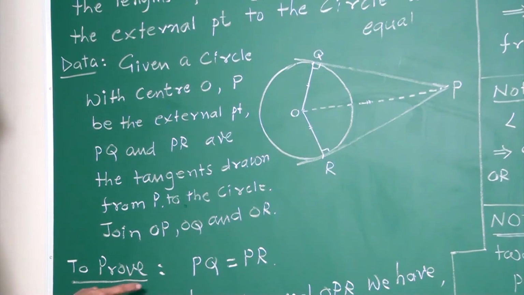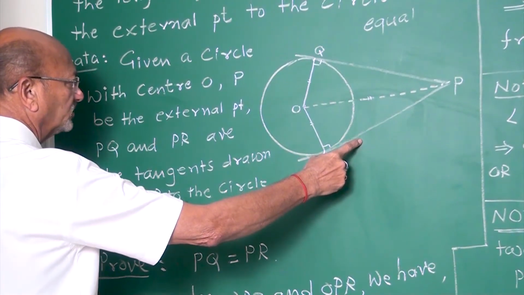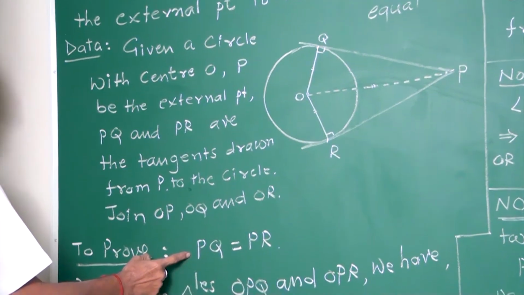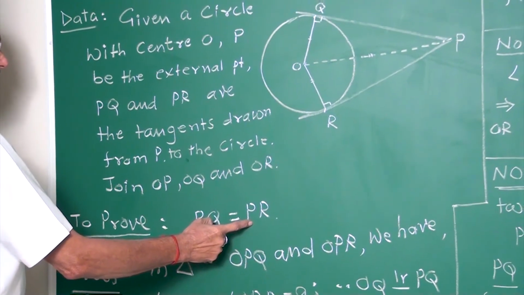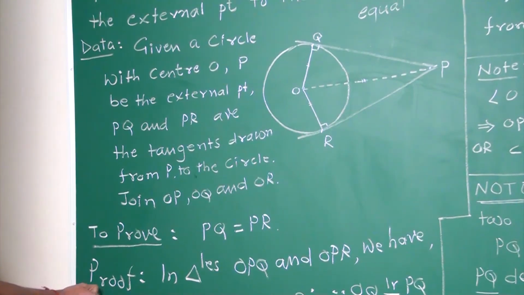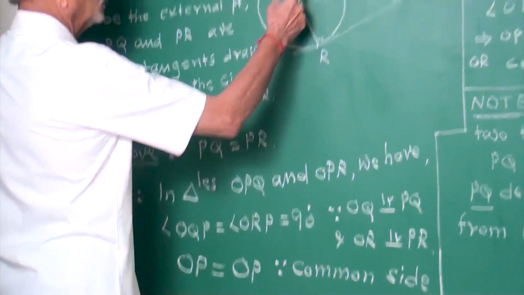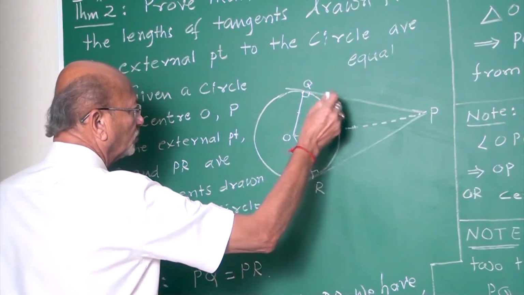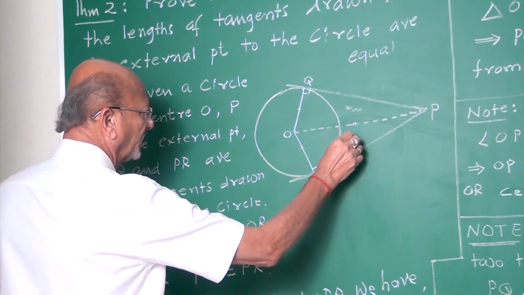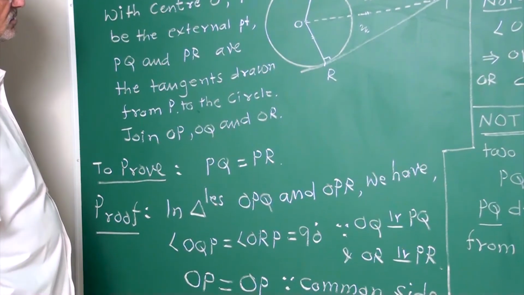We want to prove length of tangent PQ equals length of tangent PR. That is, PQ equals PR. We want to prove this. My friends, proof. In triangles OPQ and OPR, OPQ is this triangle and OPR is another triangle. From these two triangles, what is the first observation?